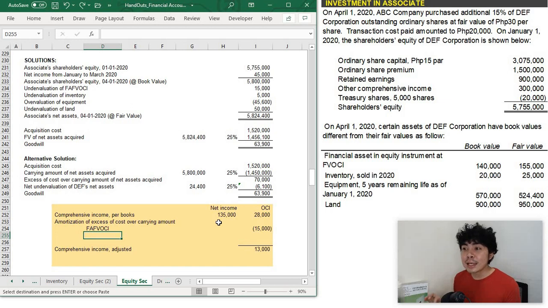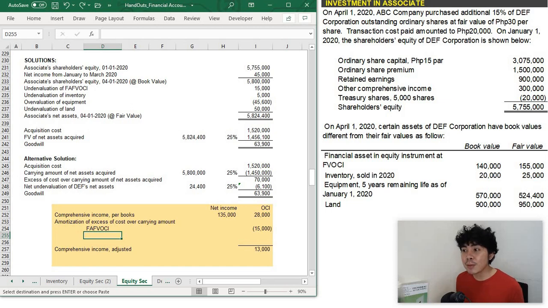Again, ulitin ko, since etong inventory na to ay nabenta ni associate lahat in 2020, ibig sabihin kasama lahat to sa cost of goods sold ni associate in 2020. At magkano yung amount na kasama sa cost of goods sold? Etong 20,000 pesos. Which is, yun yung nag-cost kaya nagkaroon siya ng net income na 135,000 pesos. Pero syempre, sa point of view natin, hindi dapat yun ang ginamit niyang amount ng inventory para makompute yung kanyang cost of goods sold. Dapat, yung cost ng inventory na ginamit niya sa computation ng kanyang cost of goods sold, sa point of view natin, should be 25,000 pesos.